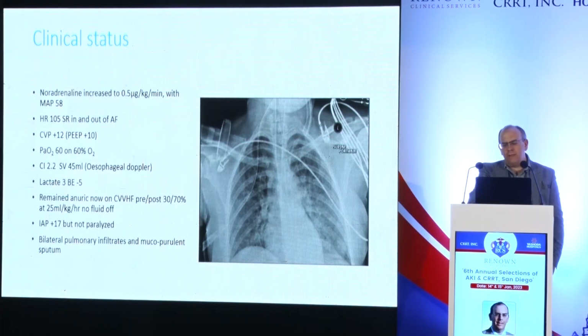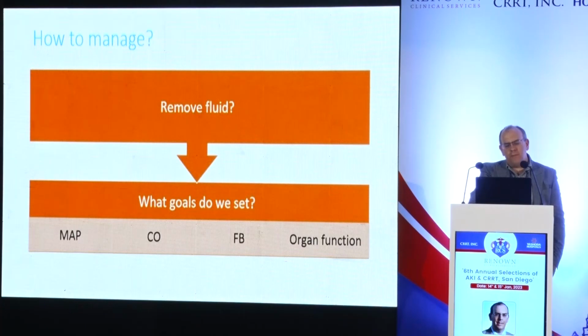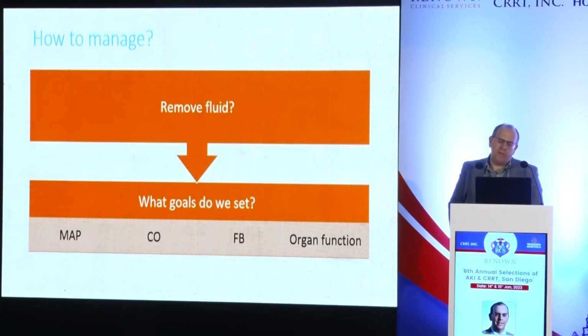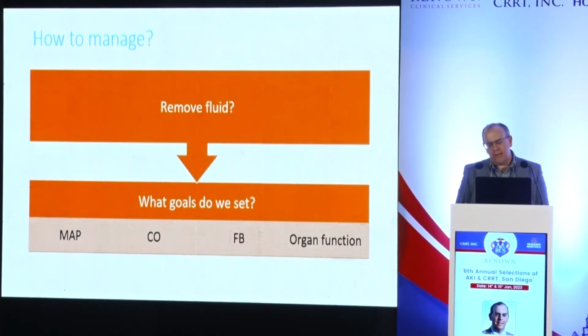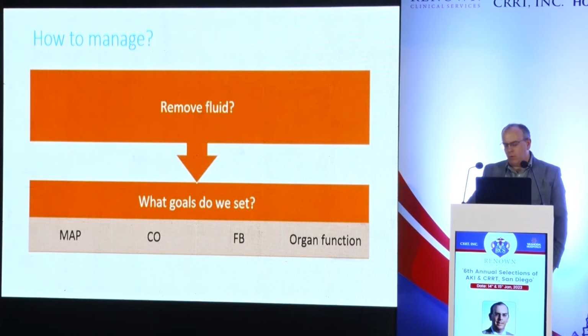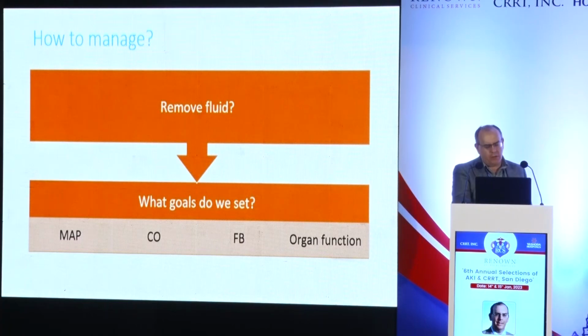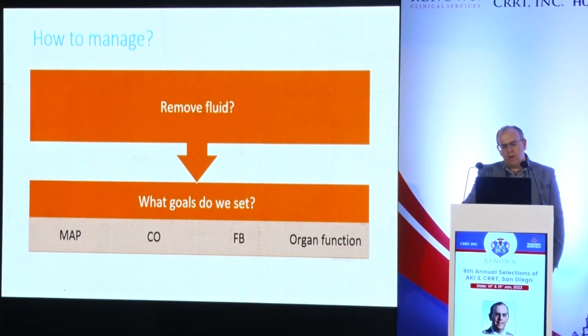And the question is, how should we manage him? I think that most people would agree that we probably should try and remove fluid. He's strongly positive fluid balance. He has got adverse effects of fluid overload, certainly in terms of a high oxygen requirement and potentially due to relatively high intra-abdominal pressure. What goals do we set? Are we really just targeting fluid balance? Do we need to set goals for his hemodynamics, or are we looking for goals of other organ function?